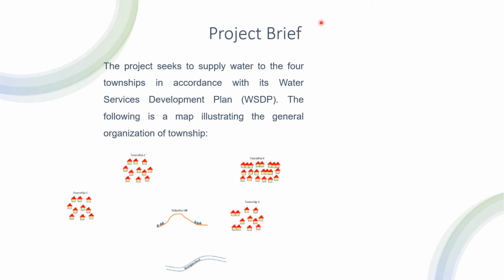Well, this project seeks to supply water to 4 townships. As you can see, we have 4 townships. This is township number 1, township number 2, this is township 3 and 4. And also here we have the source, which is the Nyangwe River.